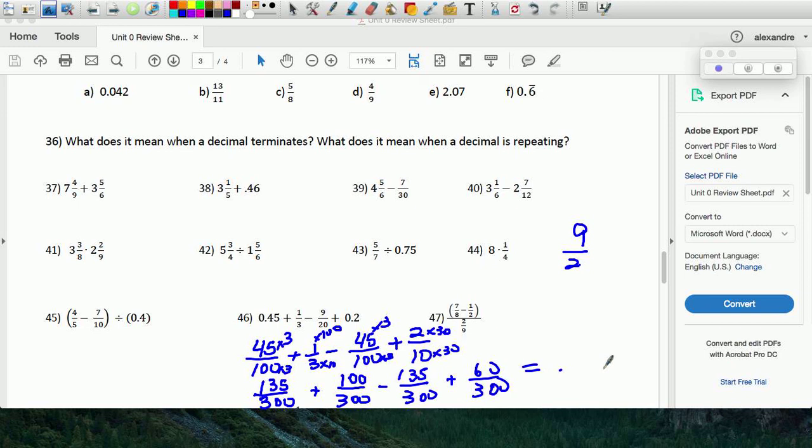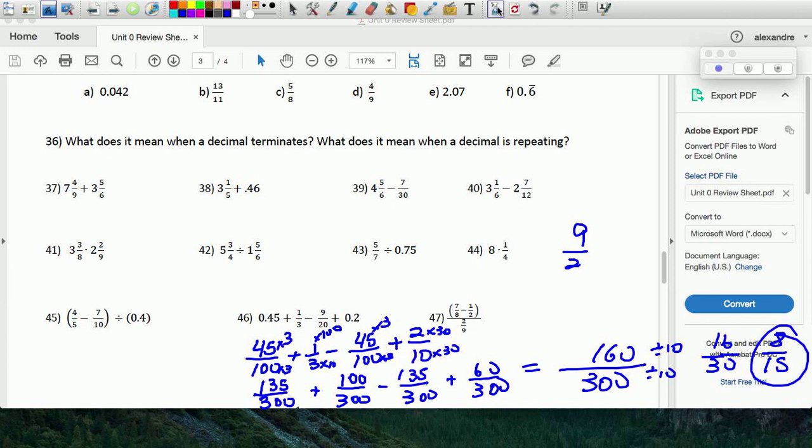So the denominator is 300, so I'm going to do 135 plus 100 minus 135 plus 60. So 135 plus 100 is 235. 235 minus 135 is 100. And 100 plus 60 is 160. Let's divide top and bottom by 10. If I divide top and bottom by 10, I'm going to get 16 over 30. I can still simplify this. Divide top and bottom by 2. 16 divided by 2 is 8. 30 divided by 2 is 15. Final answer, 8 over 15.